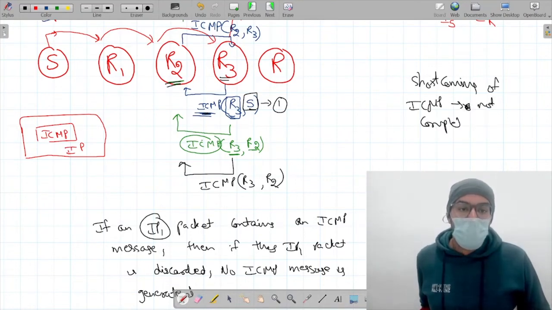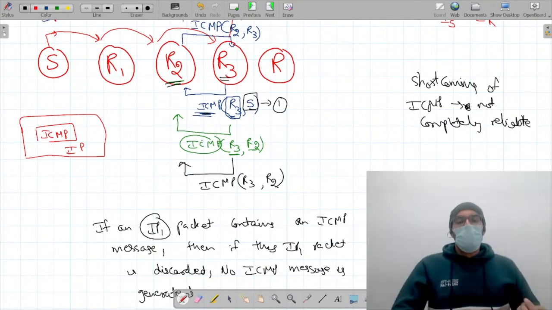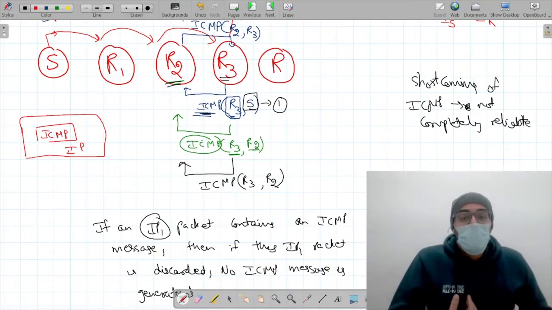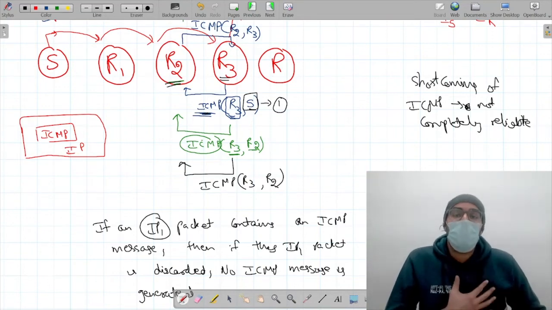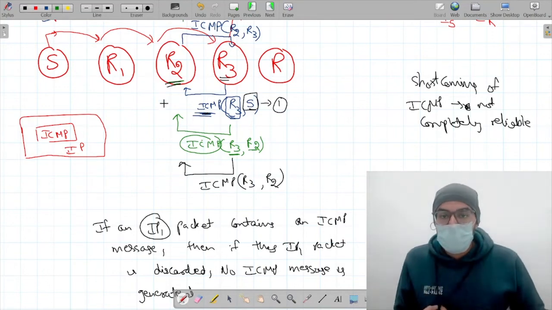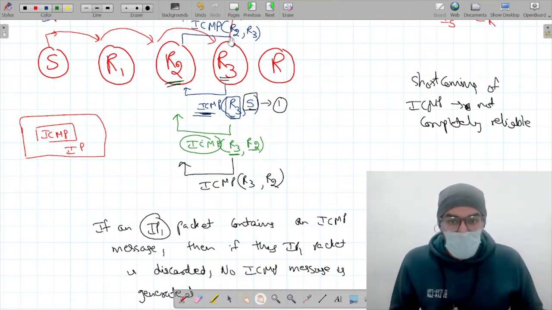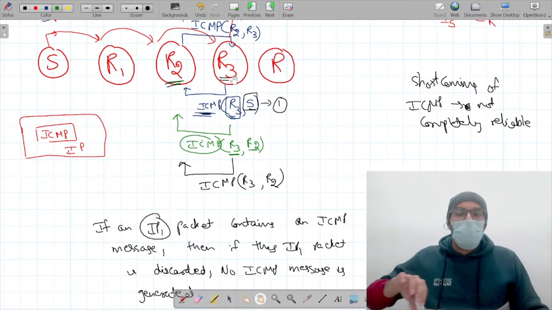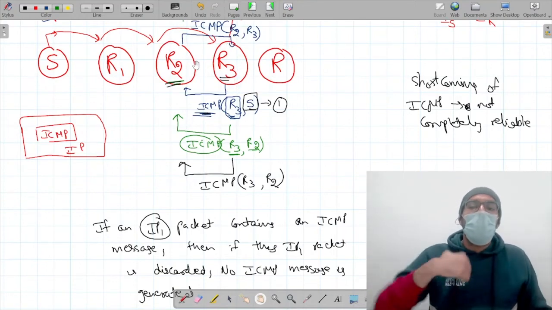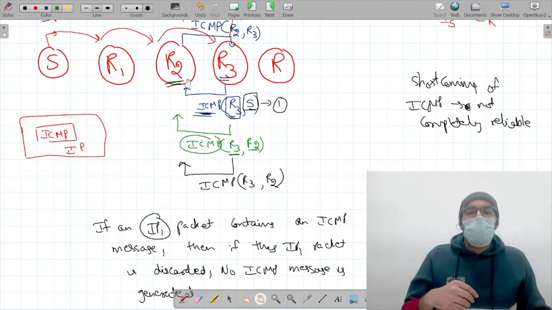The reason for that is, what problem were we solving initially? That we should be able to tell the sender that we have discarded your packet. Now let's say that over here, when this packet got discarded, an ICMP message was sent to the router R2, and router R2, because of some reason, discarded this ICMP message.